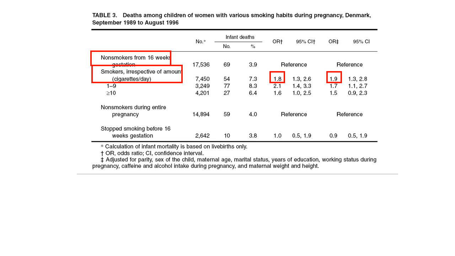This table shows similar results for the risk of infant death. The results seem to suggest that smoking after the 15th week of pregnancy nearly doubles the risk of infant death.